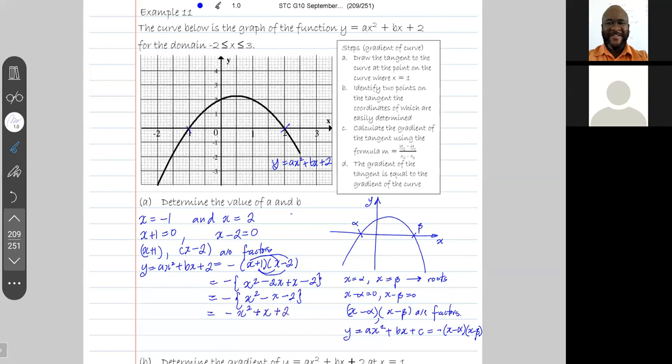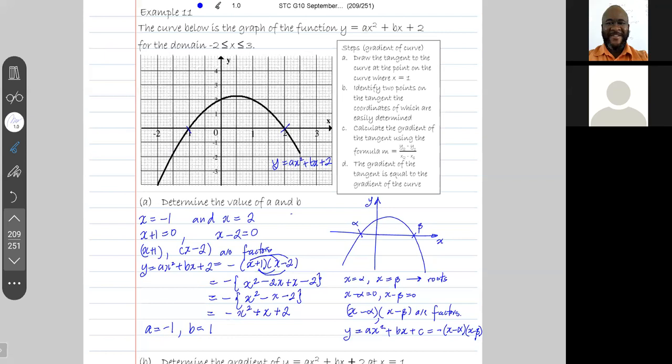All right. So now, if whatever is on the left is the same as whatever is on the right, it means that a, which on the left is the number in front of x squared, is equal to -1, which is the number in front of x squared on the right, and b on the left, which is the number in front of x, is equal to 1, which on the right is the number in front of x. So a is -1 and b is +1.